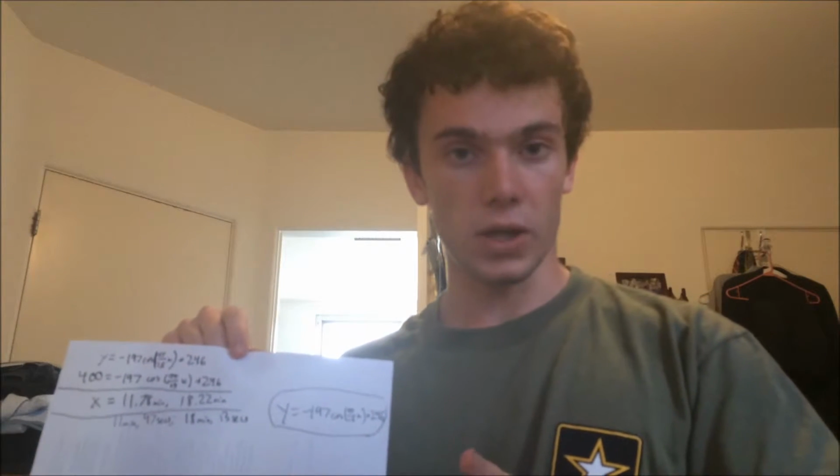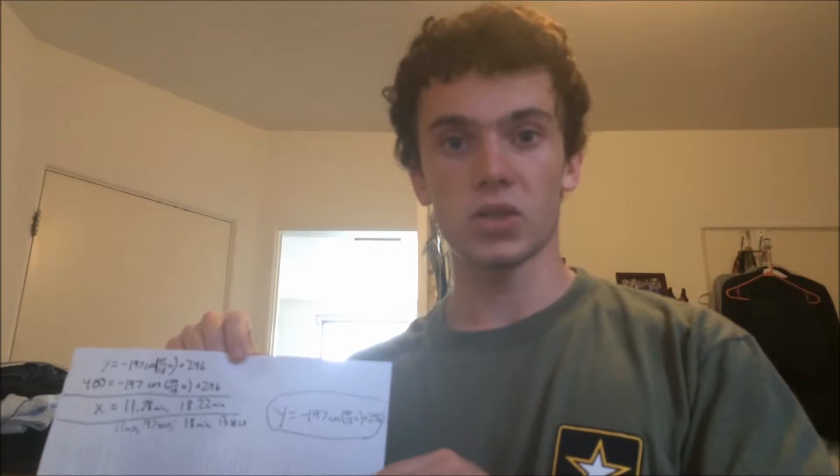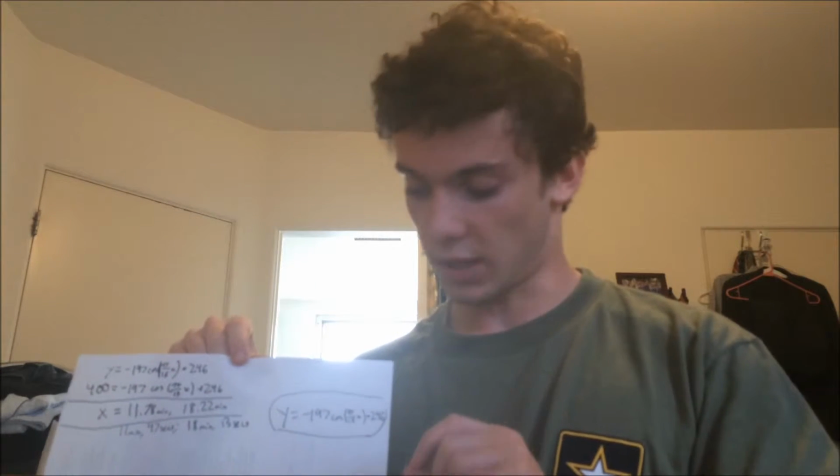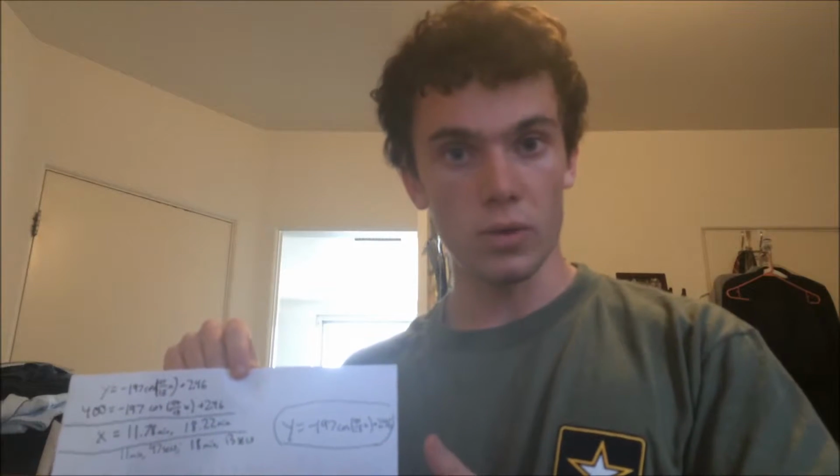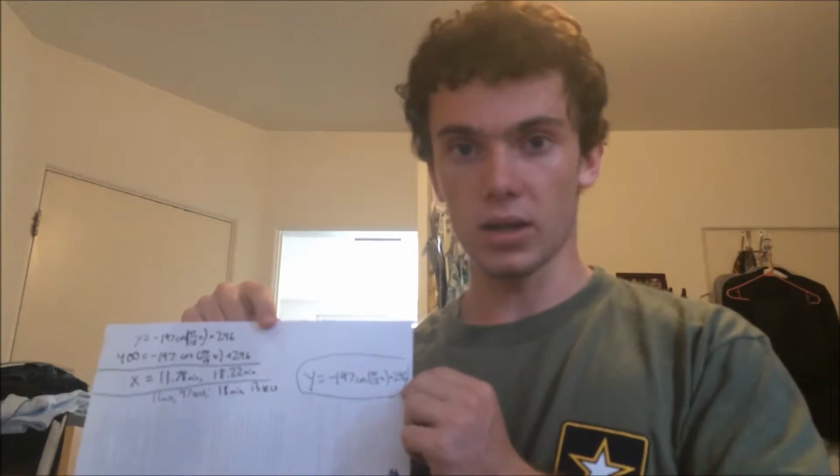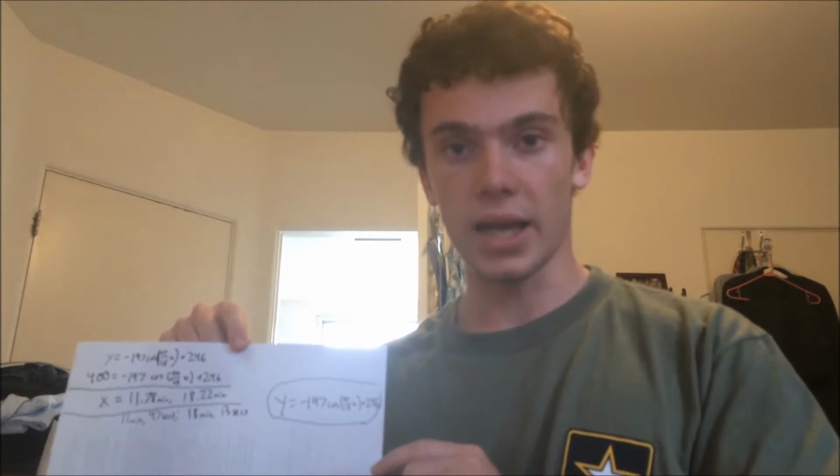We find also that the London Eye makes one revolution in 30 minutes. So we make our h value pi over 15, so the period will then equal 30. And lastly, we must make k 246, because that is the height at which the center of the London Eye is.